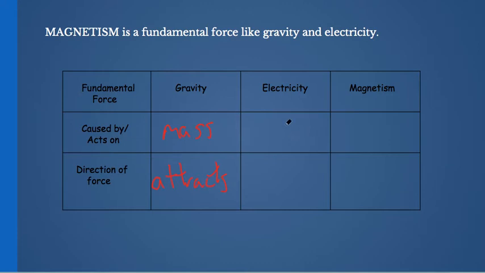Okay. Electricity is ultimately caused by the fundamental property of matter, charge. And we already know that charges can either attract or repel.